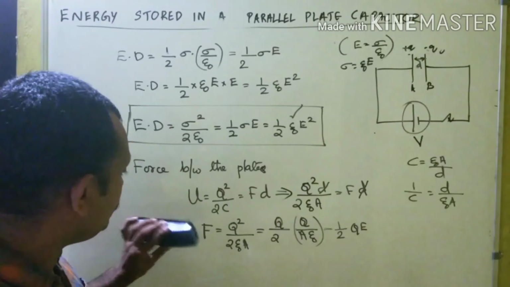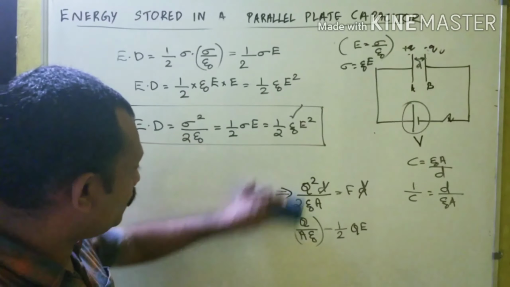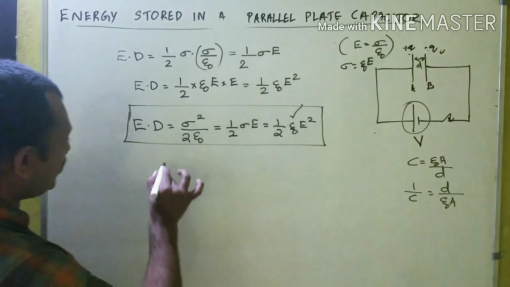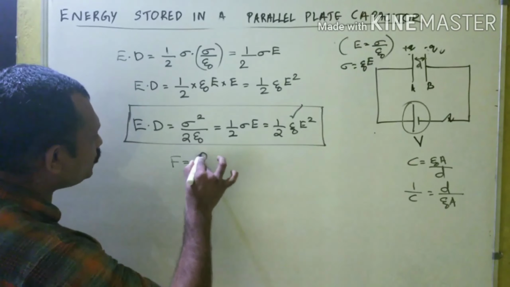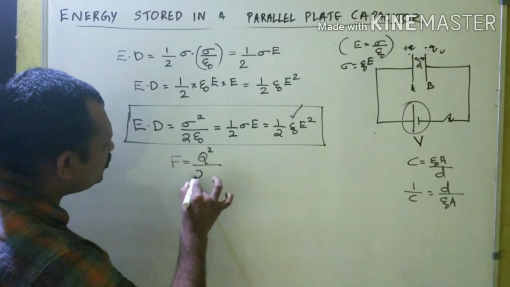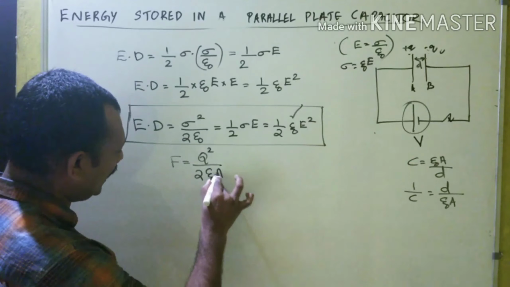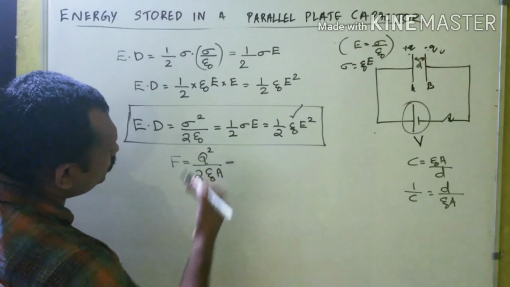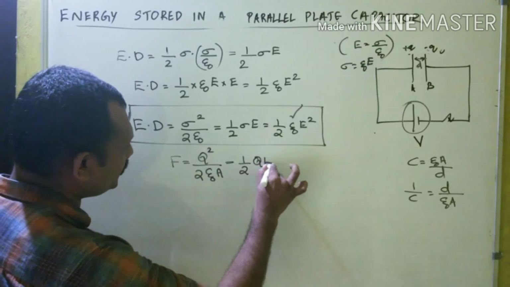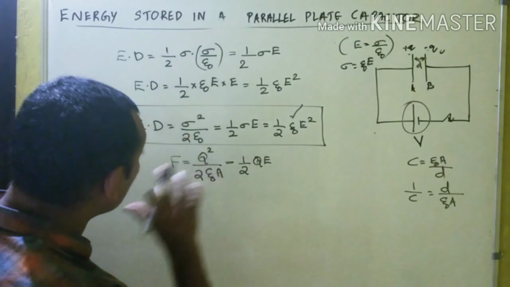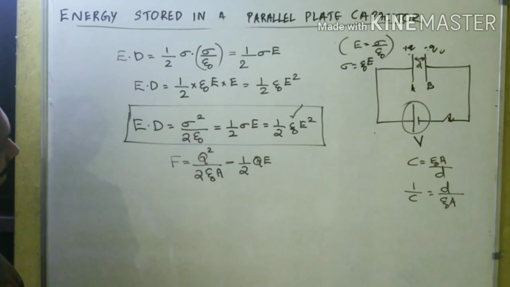Now I will write them together for the force. Force F is equal to what we have seen here. It is Q square divided by 2 epsilon 0 A. That is also equal to half QE. This is the force of interaction between the plates of a parallel plate capacitor.